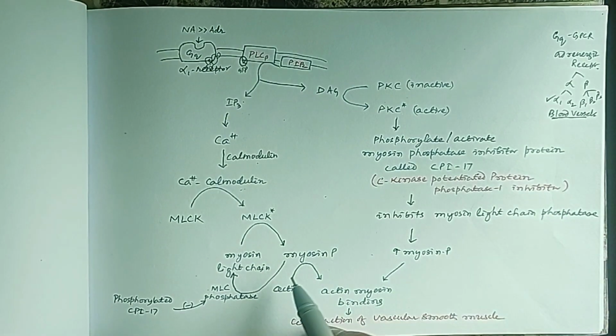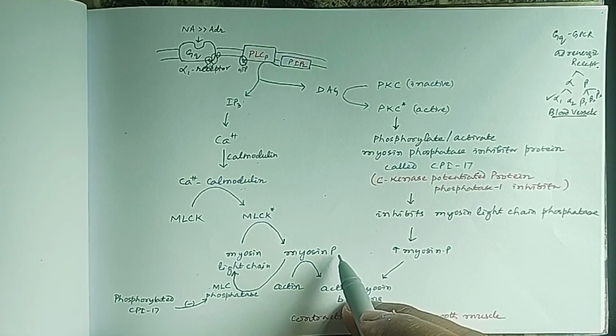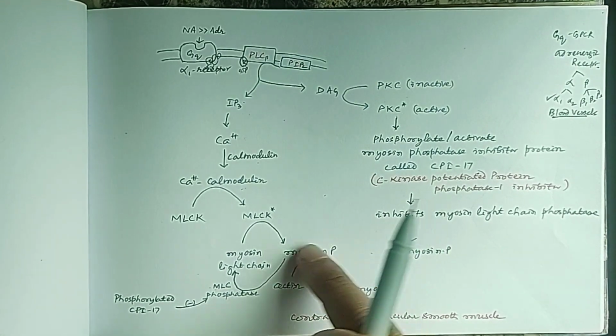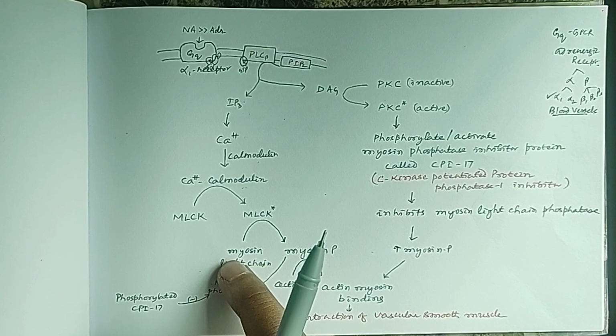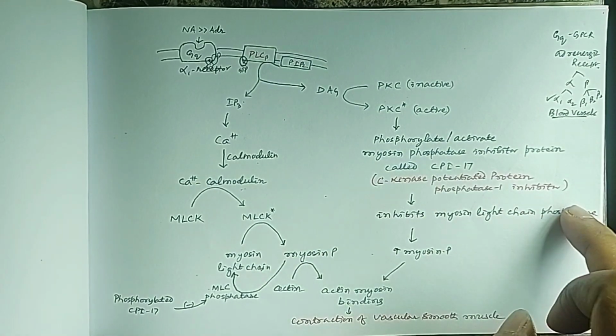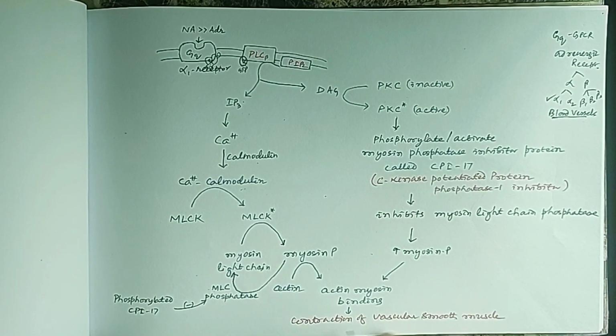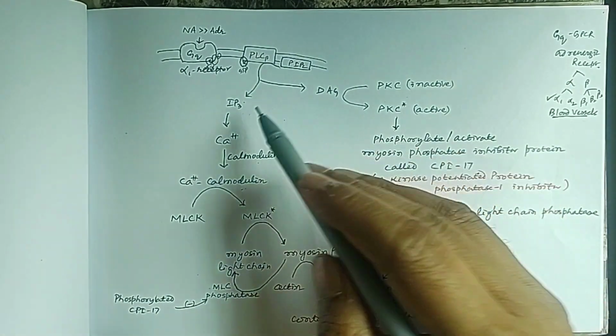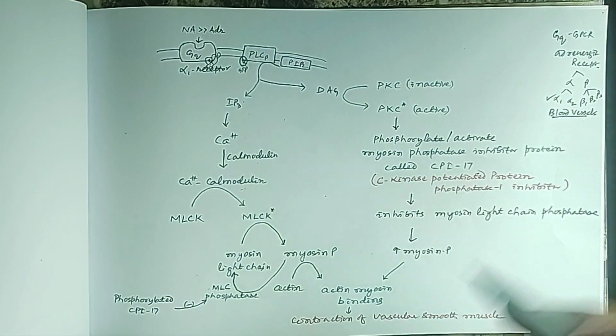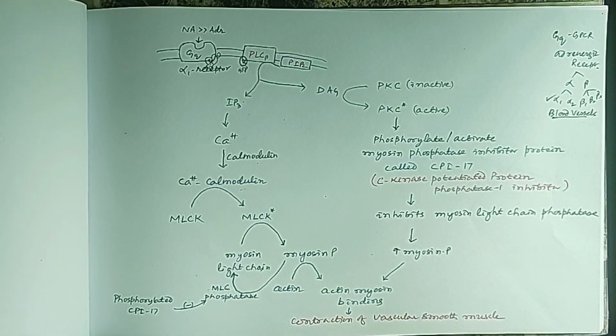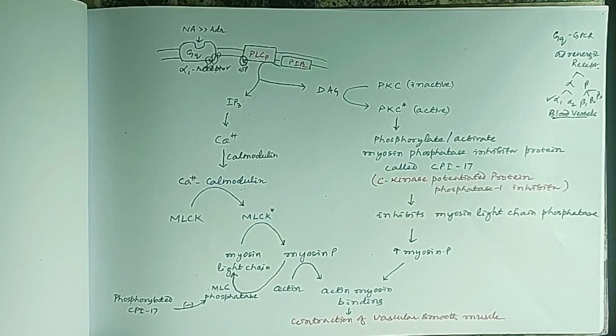Myosin light chain phosphatase is required for dephosphorylation of myosin phosphate. If it is dephosphorylated, it will again become myosin light chain. So by inhibiting myosin light chain phosphatase, there will be an increase in myosin phosphate level, so there will be actin myosin binding and contraction of vascular smooth muscles. So IP3 and DAG, both these second messengers play a role in contraction of vascular smooth muscles. This is one example, and in this way the IP3 DAG pathway occurs in case of G protein coupled receptor. Thank you.